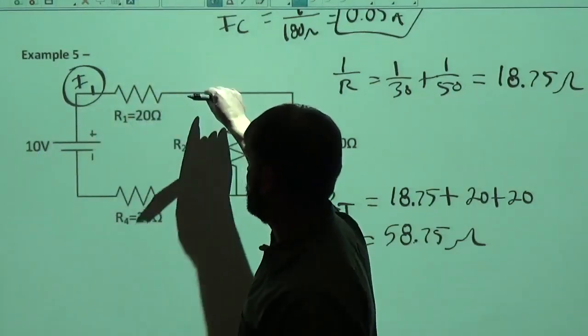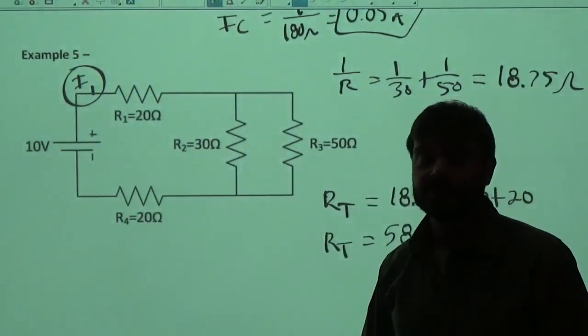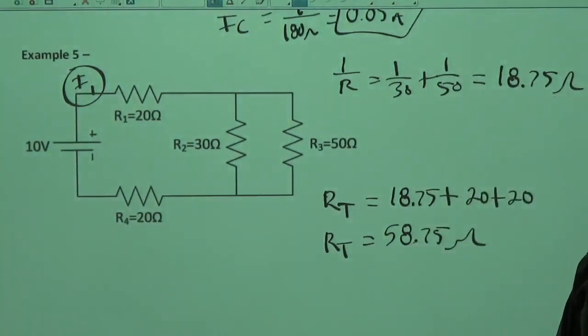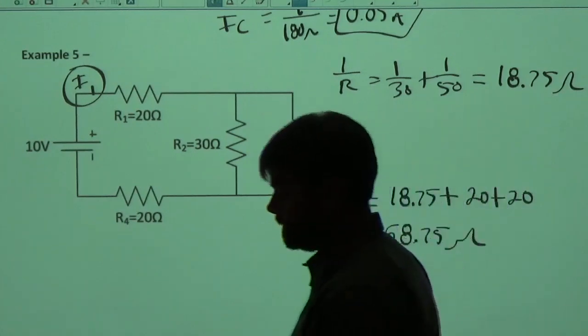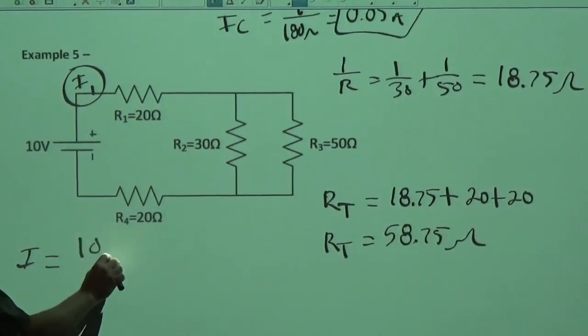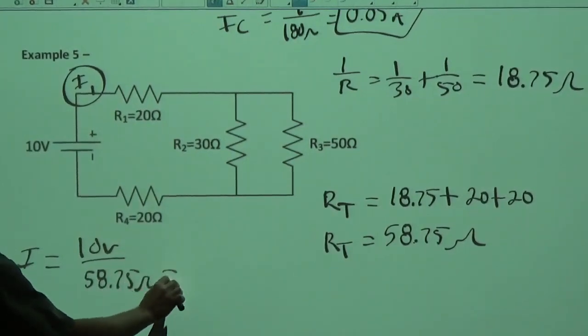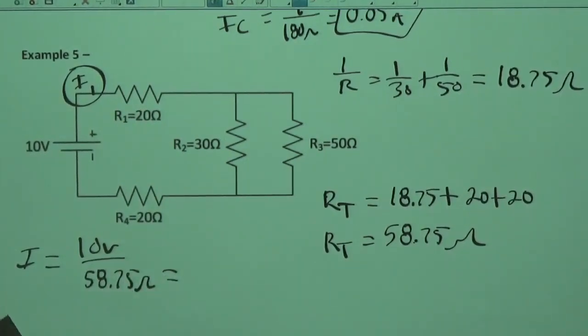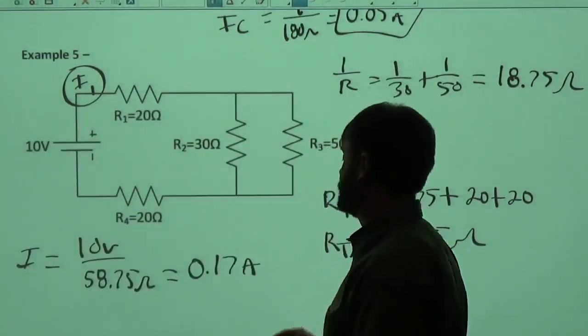If I came here or somewhere over here or wherever it would be, the resistance of course changes, but we're trying to figure out the resistance as it comes flowing out of the battery, just to find the current at that location. So if that's the case, then I want to find the current. We're going to take the voltage of 10 volts and divide it by the total resistance, 58.75 ohms. And if I do that, I get something like 0.17 amps.